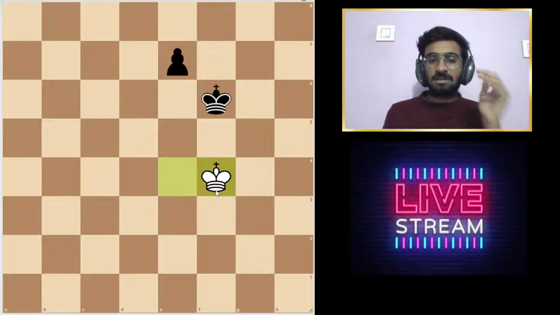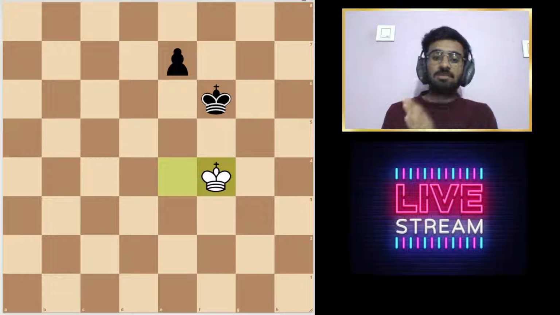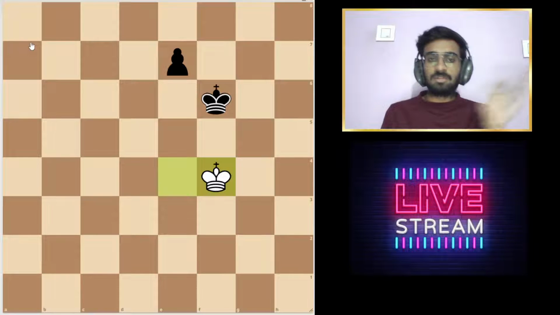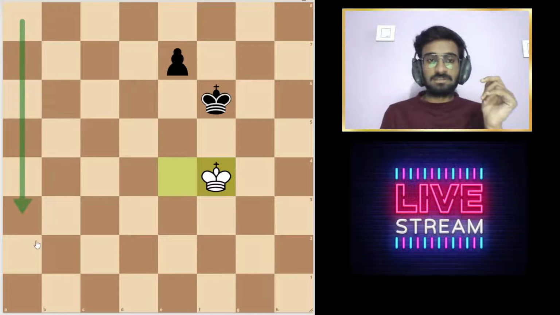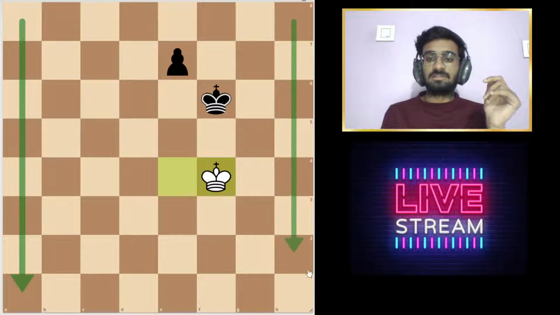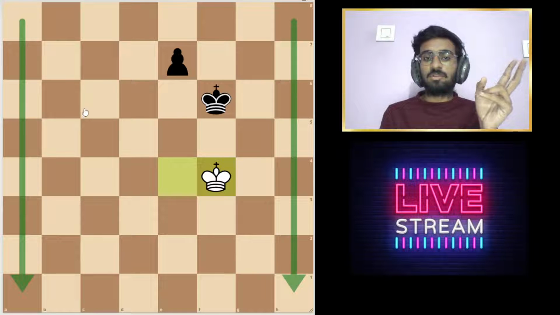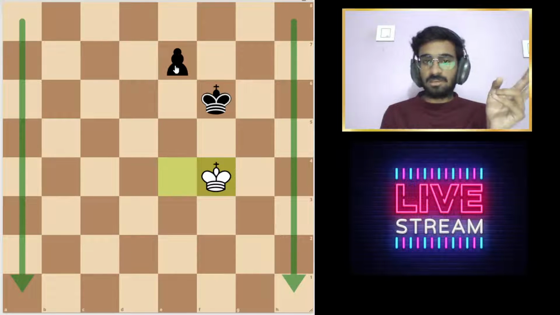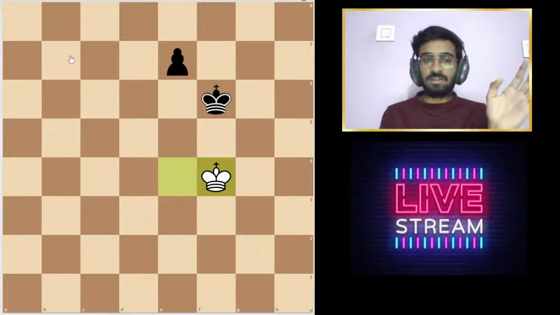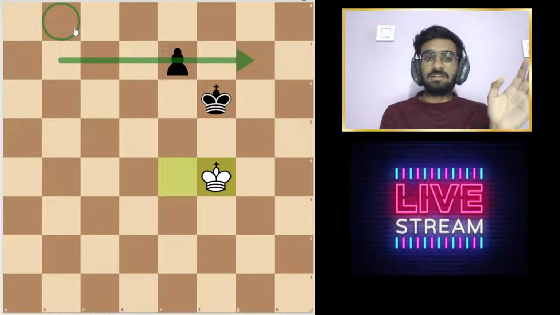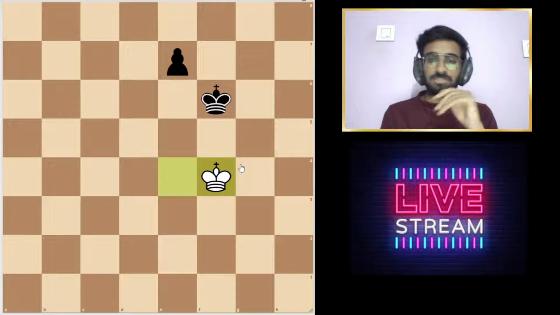Now you will understand why I said non-rook pawn: when the pawn is not on the rook file. Which are the rook files? This one and this one. These two are the rook files. If the pawn is not on the rook file, like this pawn, anywhere from knight file to knight file, then you have to use the opposition.